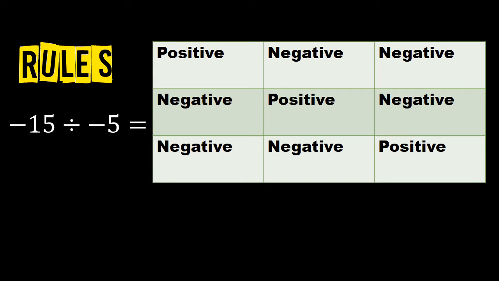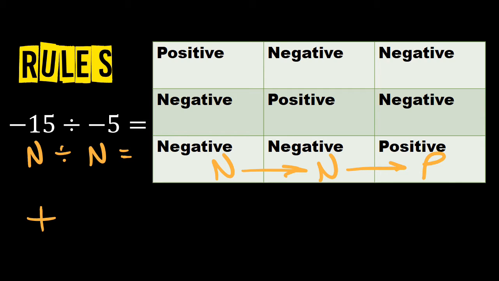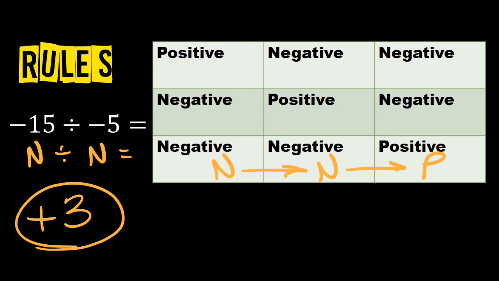So here we're given negative 15 divided by negative 5. So we have a negative divided by a negative. On our chart, a negative divided by a negative is going to lead us to a positive number. And so 15 divided by 5 is 3. So a negative divided by a negative is going to give us a positive number. Negative 15 divided by negative 5 gives us positive 3.